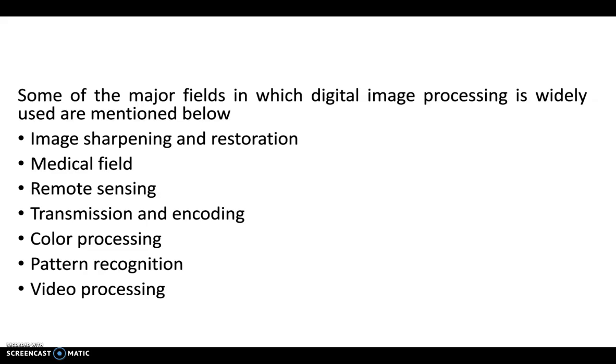Some of the major fields in which digital image processing is widely used are mentioned below. These are image sharpening and restoration, the medical field, and remote sensing. These are generally used through satellites. Transmission and encoding are generally used in the communication process. Color processing is a very important type of processing used in forensic labs. Pattern recognition is generally built into mobile phones and laptops and may be used for security purposes. Video processing is required for telecommunication of different videos.